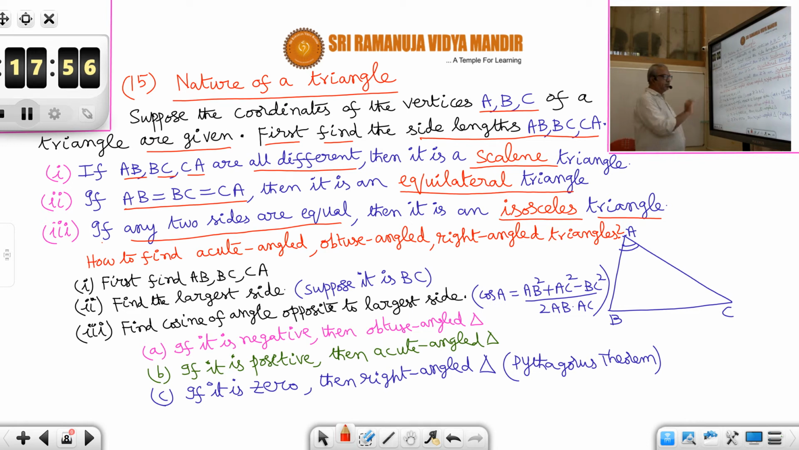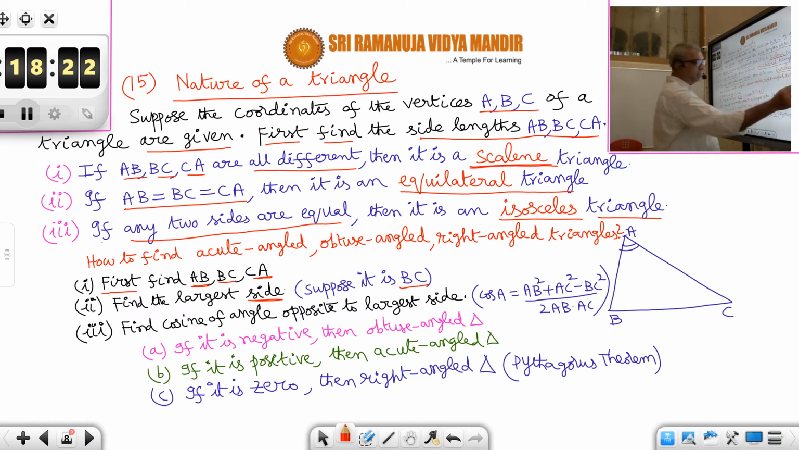And then there are other types of triangles also: acute angle triangle, obtuse angle triangle, right angle triangle. How do you find them? First find the side lengths AB, BC, CA. Find the largest side first. You have calculated AB, BC, CA, is it not? Out of them, which side is the largest? You can easily decide. Suppose the largest side is BC.